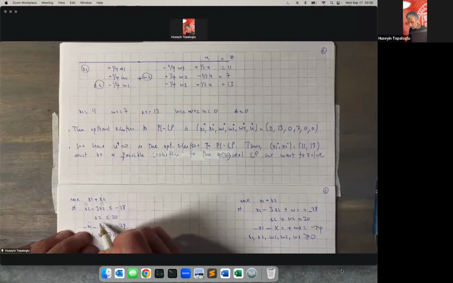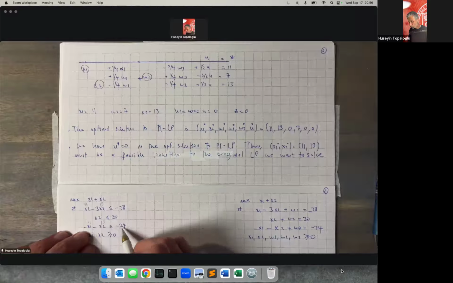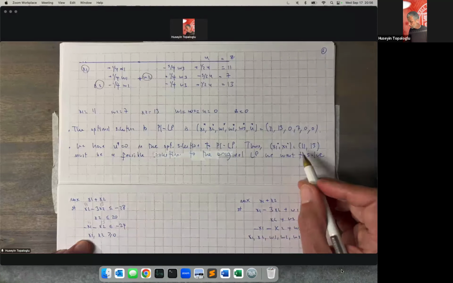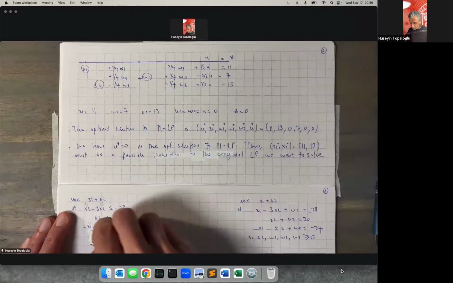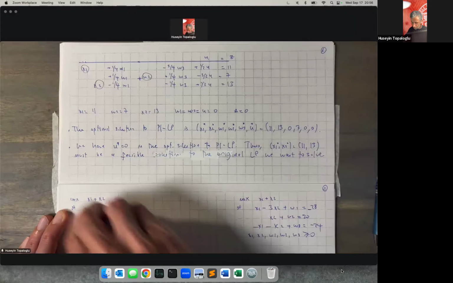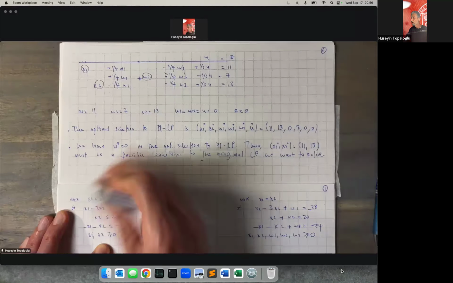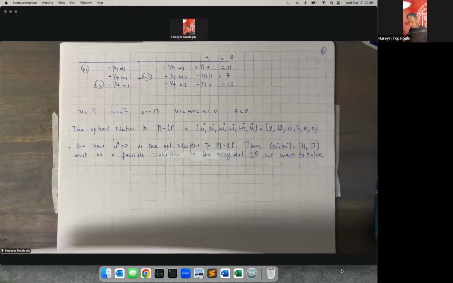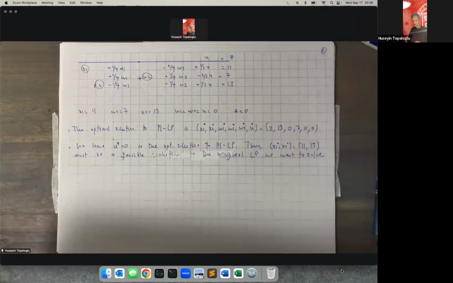This is 11, this is 13. Minus 11 minus 13, that is minus 24. Minus 24 is less than or equal to minus 24. I'm good. x1 and x2, 11 and 13, are greater than or equal to 0. So indeed, this solution is feasible to the original linear program that we would like to solve. So this is the recap of what we did in the last lecture.